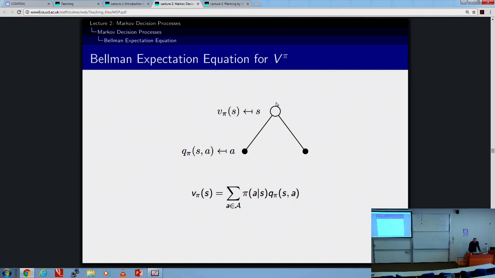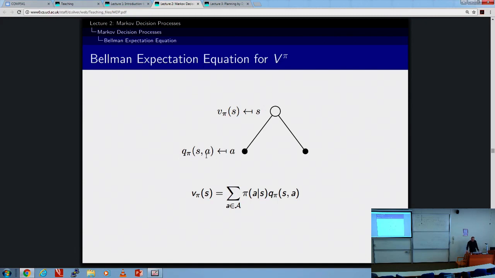In this picture, you're seeing S, my current state. V pi of S is the value function for this state under the policy pi. From this state, I can take a certain set of actions. Let's call them A. If I'm in state S and take action A, then my future value is going to be Q of S, A.